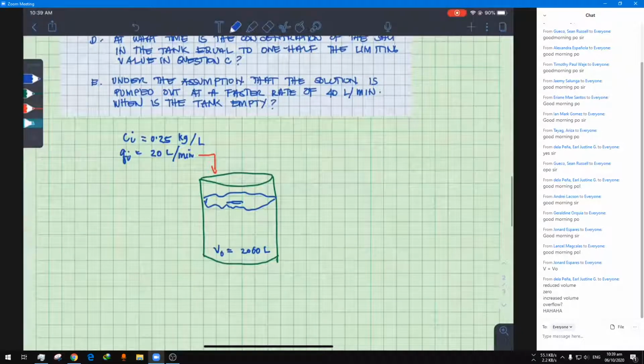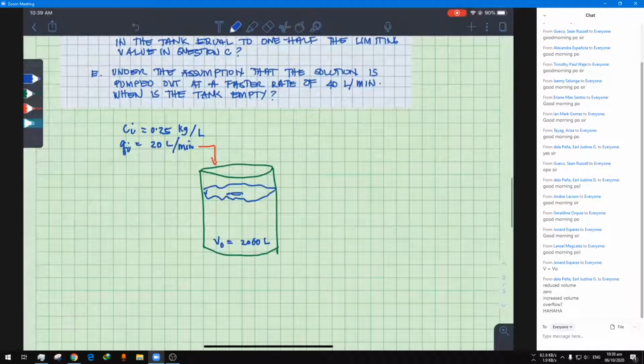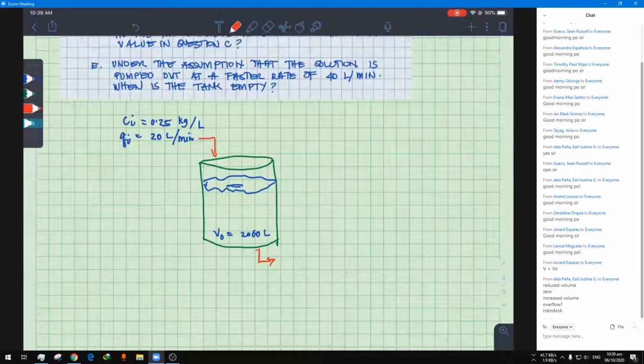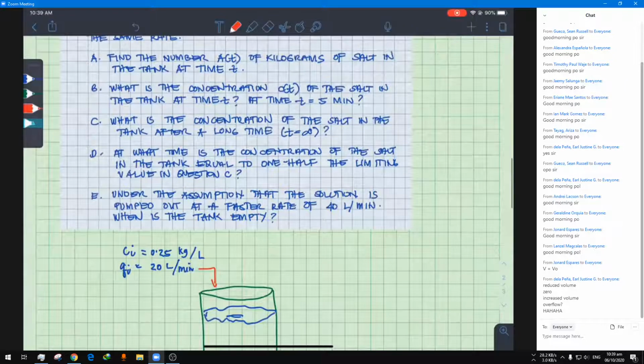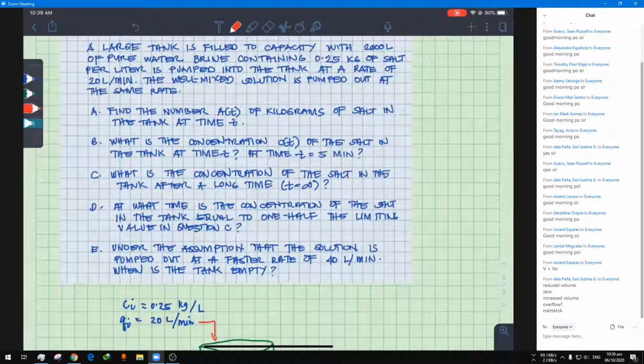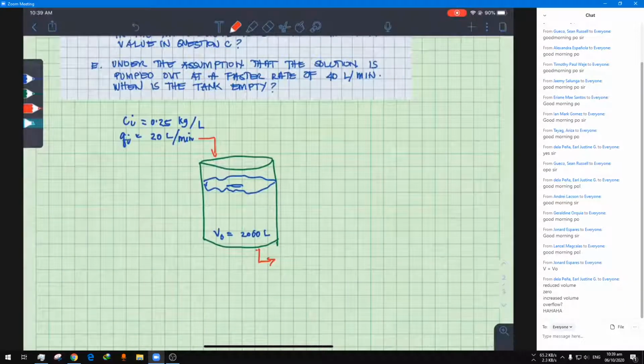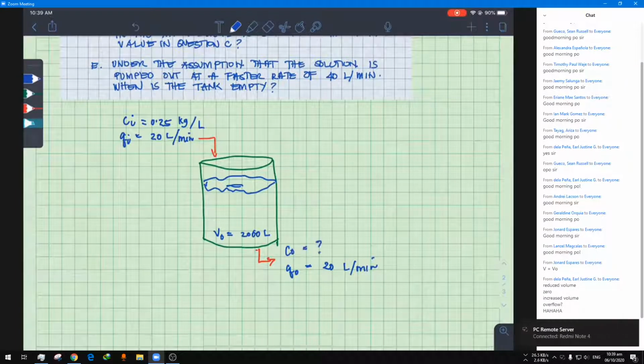So ang labas niya, okay, the well mixed solution is pumped out at the same rate. So ibig sabihin, ang Q out natin is the same at 20 liters per minute. So hindi niya binigay yung output concentration natin, no?